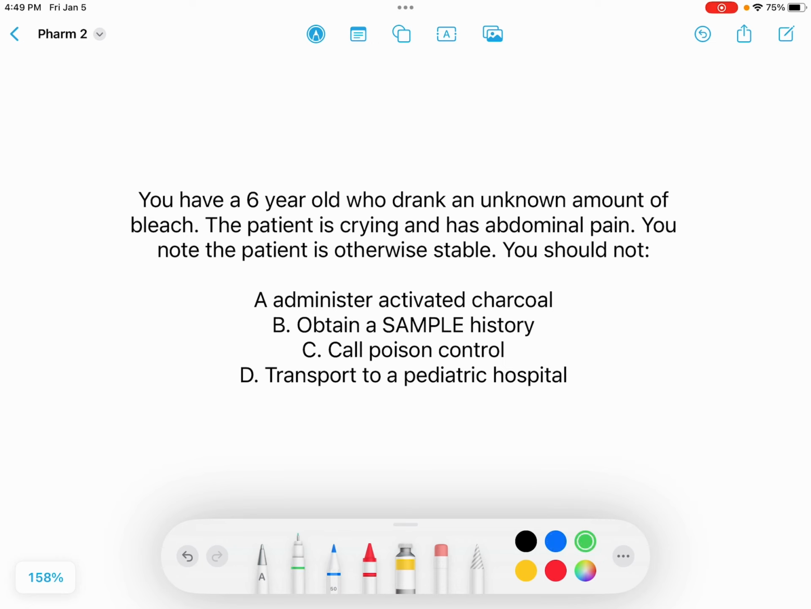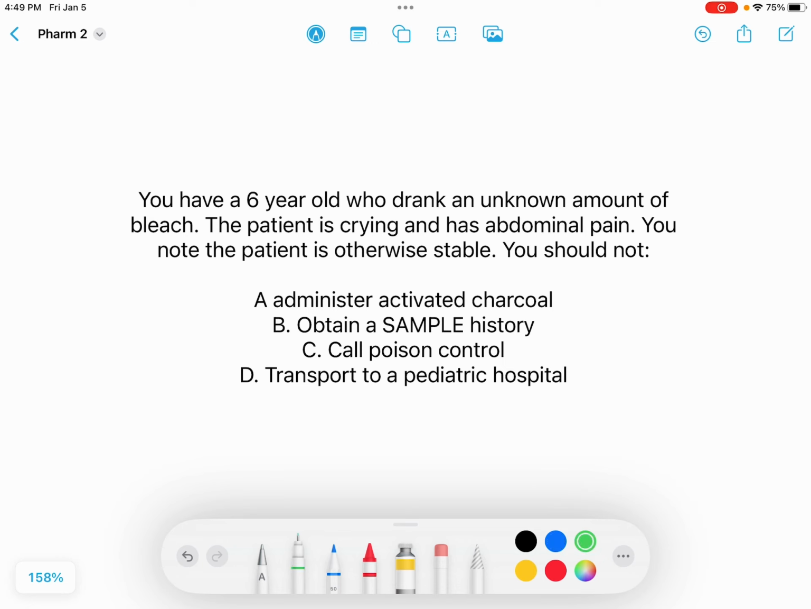Always obtain a SAMPLE history. Go figure. Again, because sure, this is an ingestion, but maybe there's some other stuff going on in the background that needs to be addressed. For example, what if we have a patient who ingested a ton of pills as an attempt at taking their own life, and there are unaddressed psychiatric issues going on, right? We want to provide those services to them, or at least help them get those services, things like that.